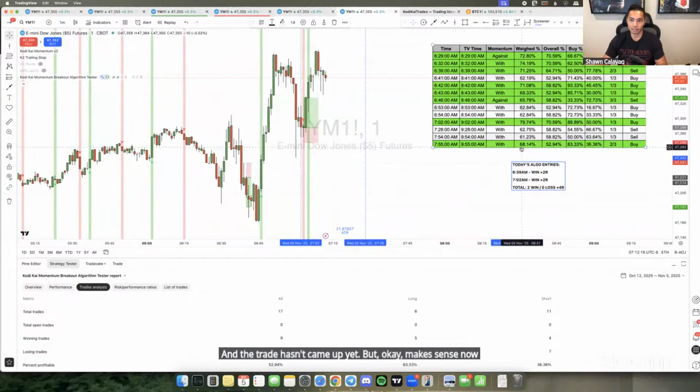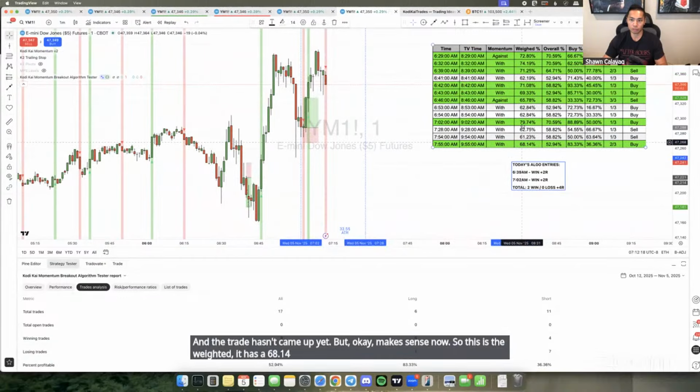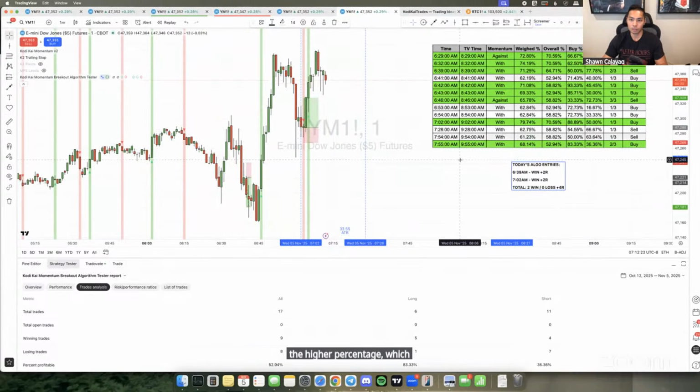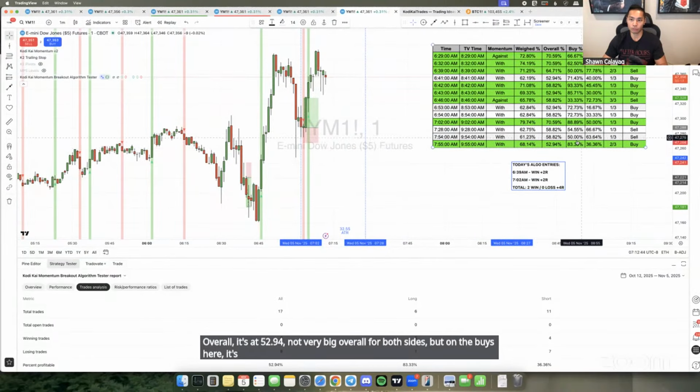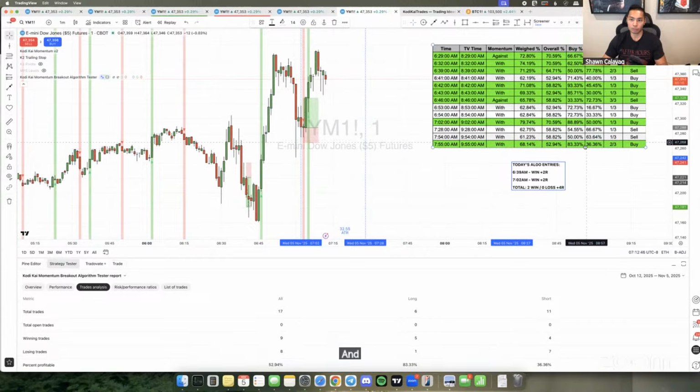So this is the weighted, it has a 68.14 probability overall with regard to overall plus the higher percentage, which is a buy over here. So 755, we have with momentum for a 1 to 2, it has a 68.14 weighted probability. So this is an 18% edge in the market for this specific trade for a buy. Overall, it's at 52.94. Not very big overall for both sides, but on the buys here, it's up 83.33. And the sells here are up 36.36. So I'm not going to take a sell, obviously. I'm going to look for a buy.